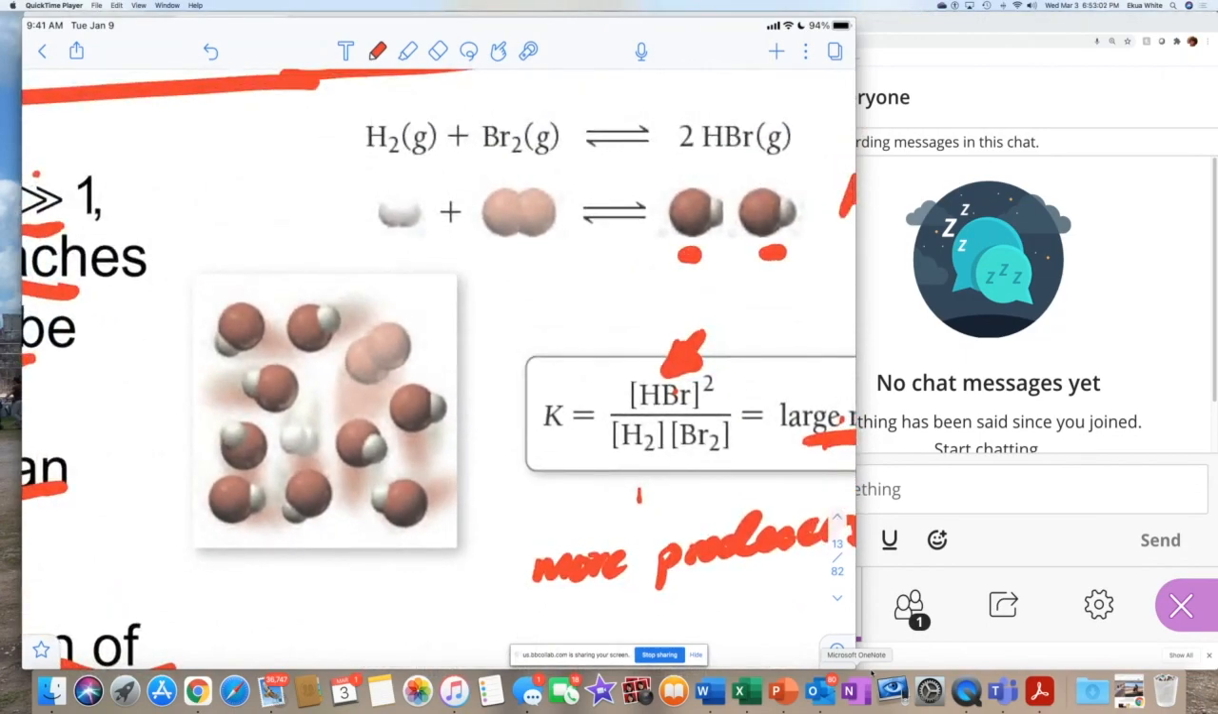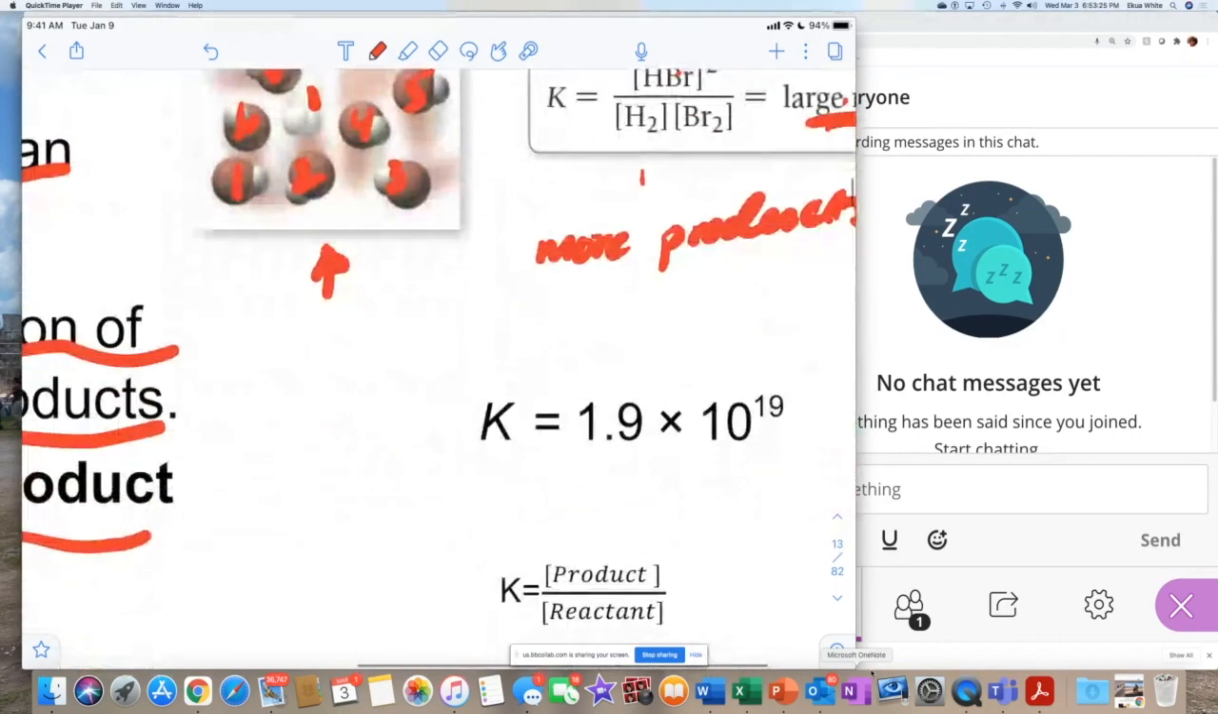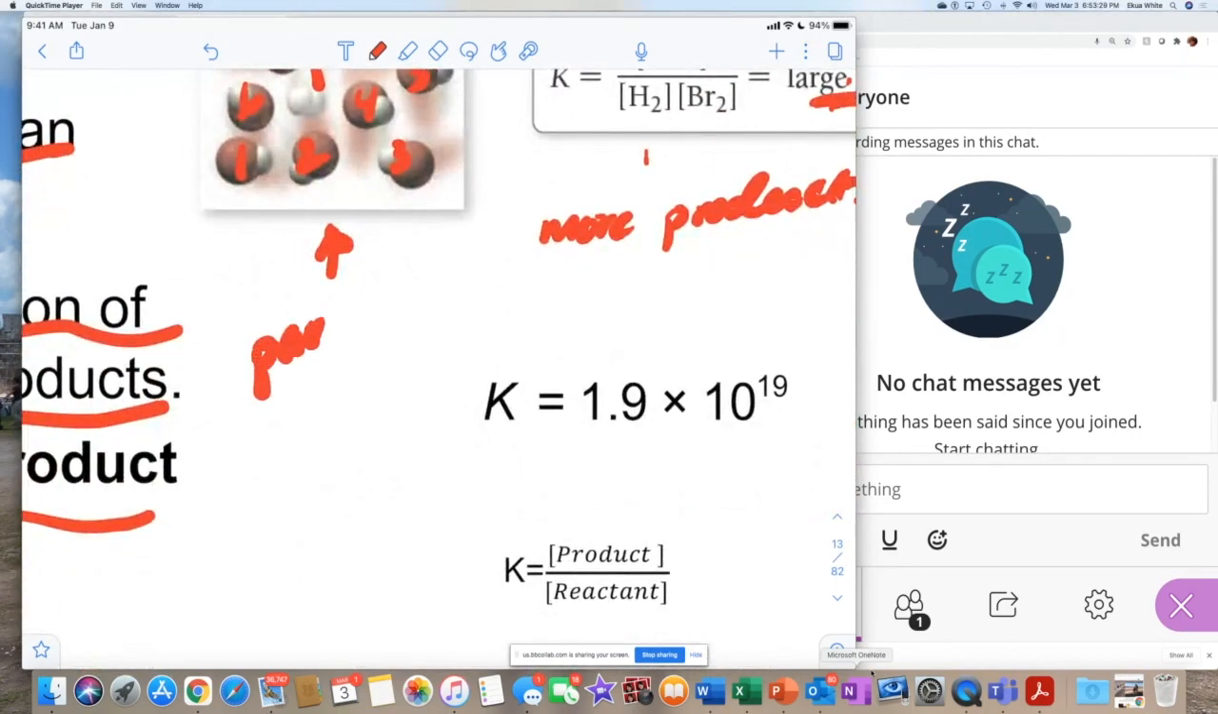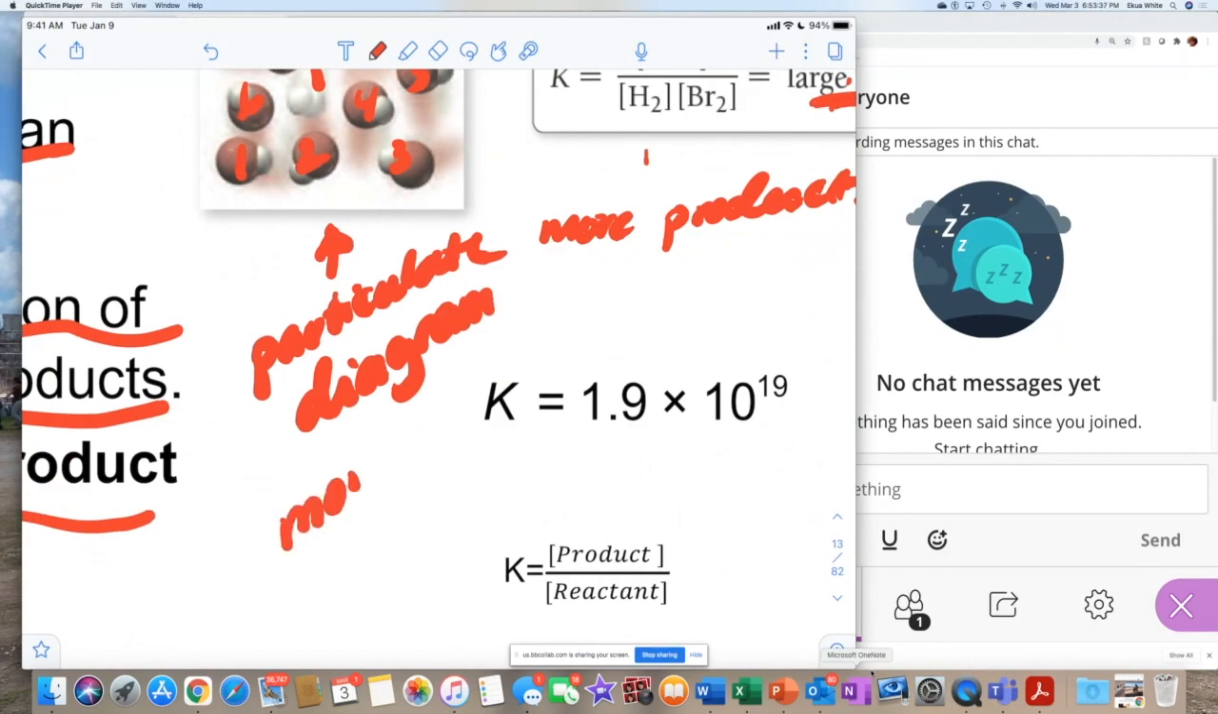The products are HBr, marked by the large, big bromine and then the small white hydrogen sphere. That's the product. And at equilibrium, you see the picture here? 1, 2, 3, 4, 5, 6, 7, 8, 9. You've got 9 products compared to 1 of each reactant. So this picture here, this mental model or this particulate diagram, is also consistent with the message of more product at equilibrium.